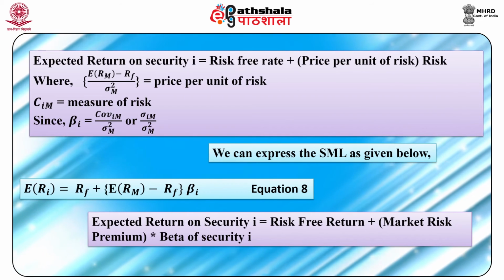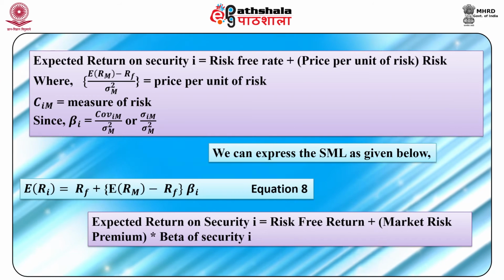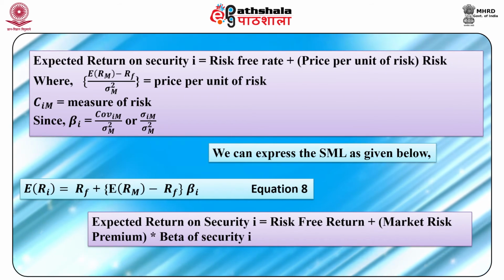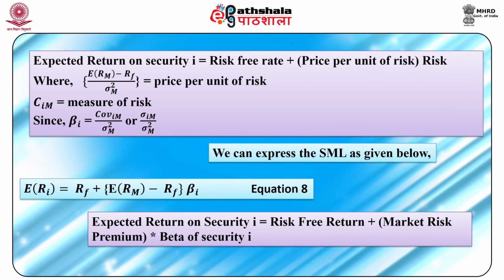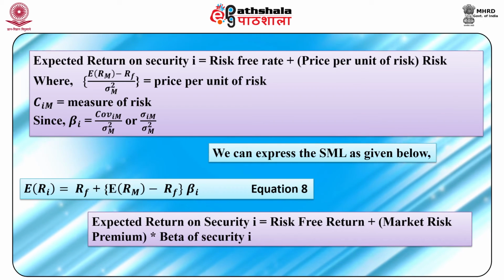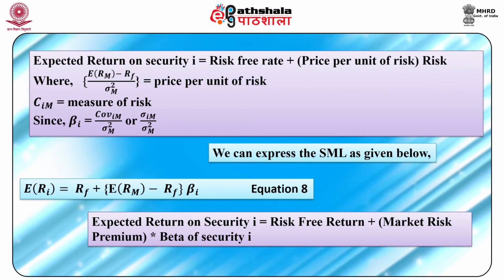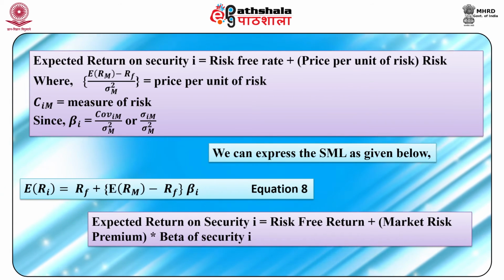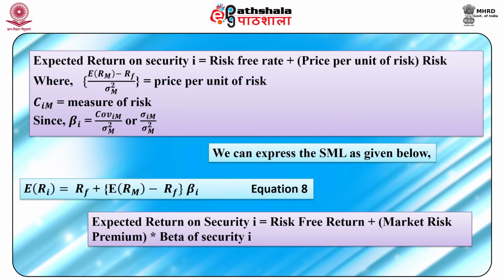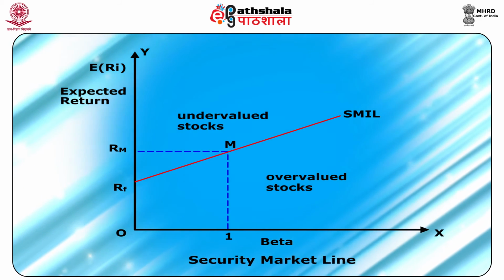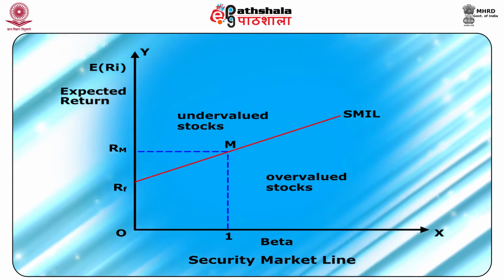E(Ri) = Rf + (E(Rm) - Rf) × βi. This can be represented through equation 8. It can also be denoted as the expected return on security i is equal to the risk-free return plus the market risk premium into the beta of security i. Thus, the SML is a straight line representing the CAPM.